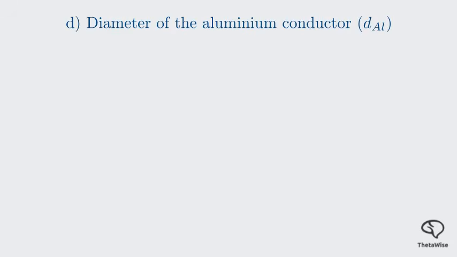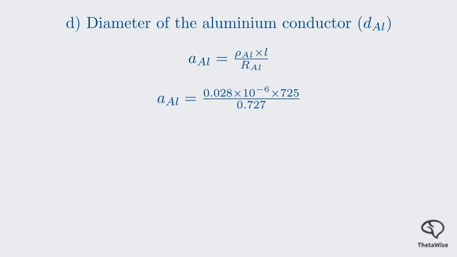Finally, for part D, we must calculate the diameter of the aluminum conductor, DAl. We have the resistance of aluminum, RAl, which we just found. We also have its length, L, and its resistivity, rho. We can rearrange the main formula to solve for the area of aluminium, AAl. AAl equals the resistivity of aluminium times the length, divided by the resistance of aluminium. That's 0.028 times 10 to the minus 6 times 725 divided by 0.727 ohms. This gives us an area of approximately 2.792 times 10 to the minus 5 square meters.